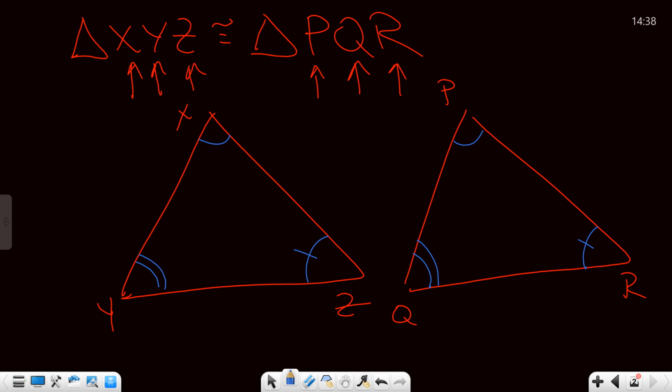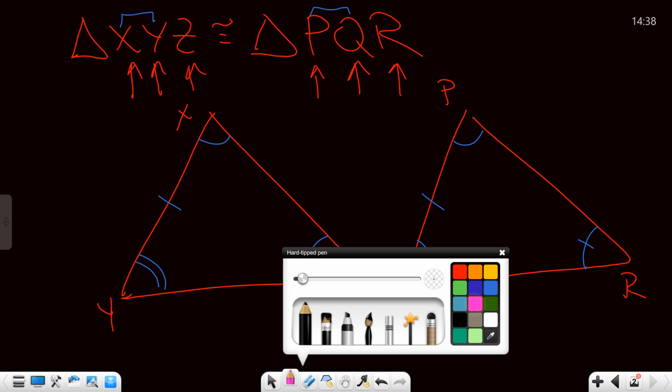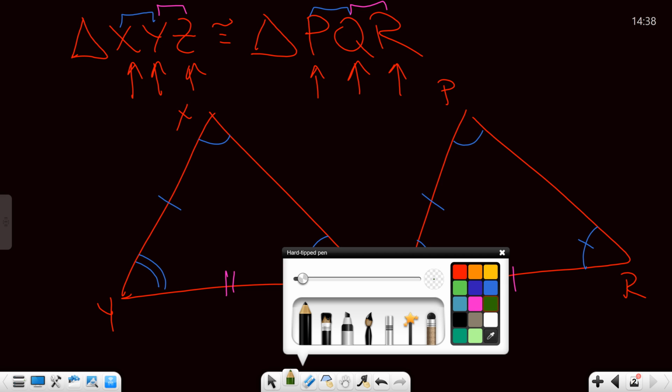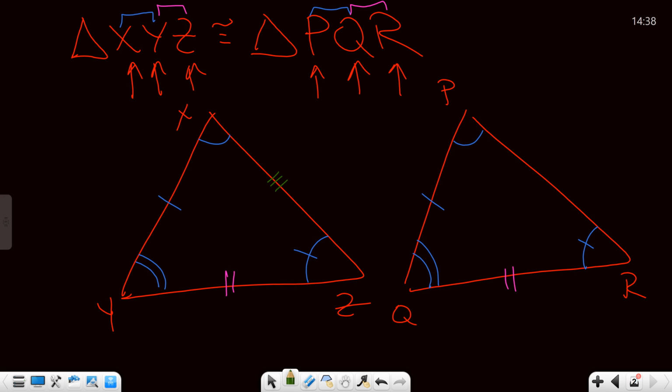What about the side lengths, Tom? Be specific. Which sides are congruent to which sides? X and Y and P and Q. Good. So the first two here correspond to the first two there. All right, what else? Y and Z and Q and R. The second and third. And then the last pair? X and Z and P and R. First and third.